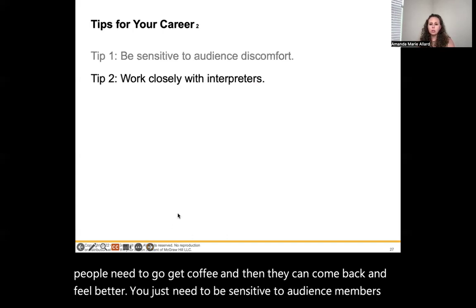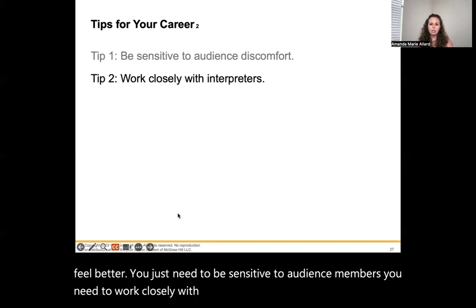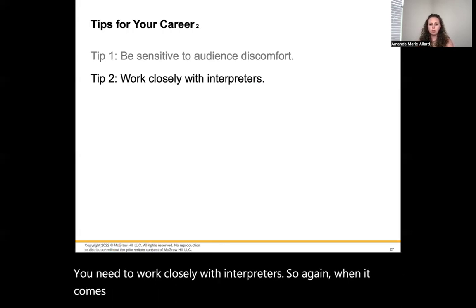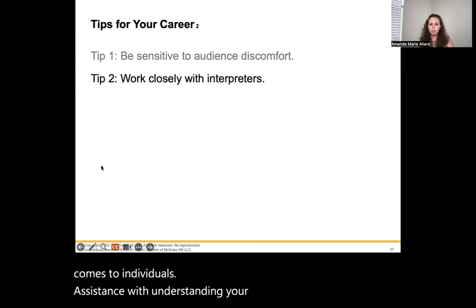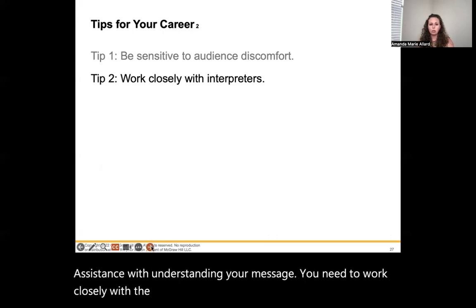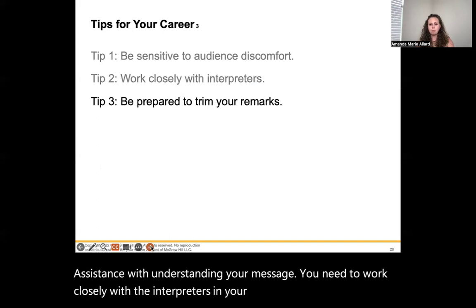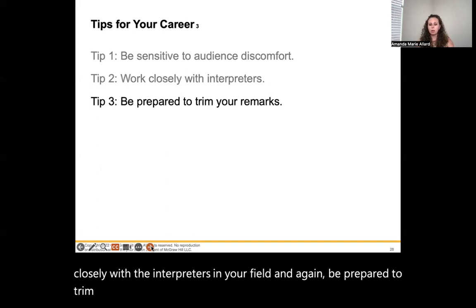You need to work closely with interpreters. When it comes to individuals who need assistance with understanding your message, you need to work closely with the interpreters in your field. And again, be prepared to trim your remarks like I was talking about a minute ago when it came to adapting your speech.